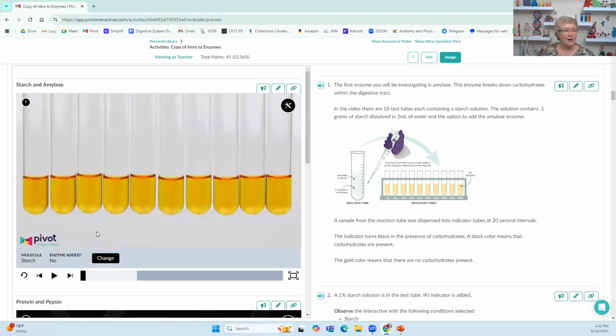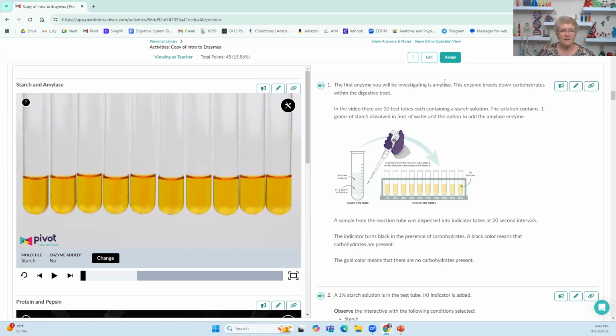We're going to leave it no for now. A sample from the reaction tube, that's right here, is going to be dispersed into these indicator tubes at, it says 20, but it's actually 10-second intervals. The indicator turns black in the presence of carbohydrate. A black color means carbohydrates are present. The gold color means there are no carbohydrates present.